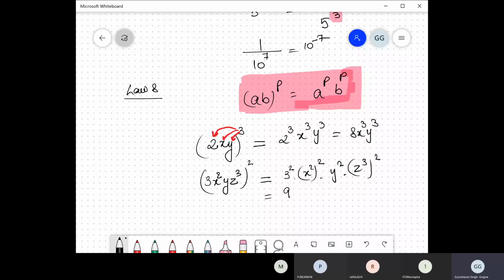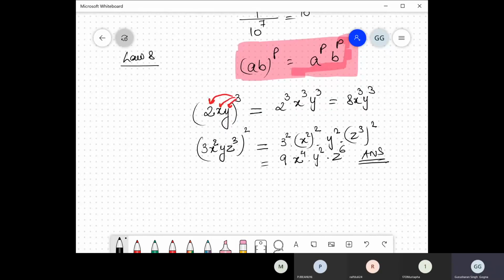3 square becomes 9. This becomes x to the power 4, because power to the power means you need to multiply. 2 by 2 is 4. Y square z cube to the power 2 means z to the power 6. So this will be your answer. Okay, so the important part is this bracket here, and then this part, which means the power belongs to each of the terms inside the bracket. But this law only works in case of multiplication like this, or division.